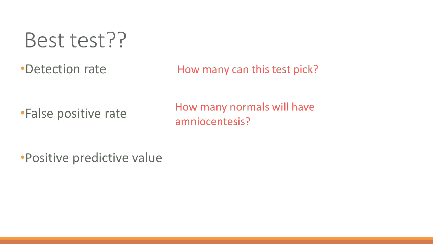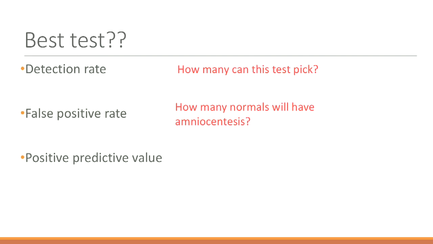So, these are the normal babies who are going to have an unnecessary amniocentesis. Now, when you do an unnecessary amniocentesis on a normal fetus, you are increasing the risk of abortion for that normal fetus, and therefore you would want a test that has the least false positive rate.